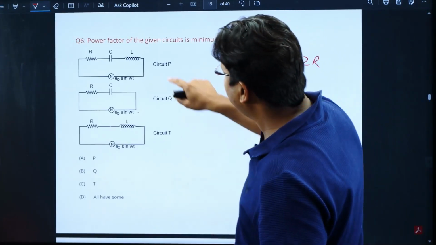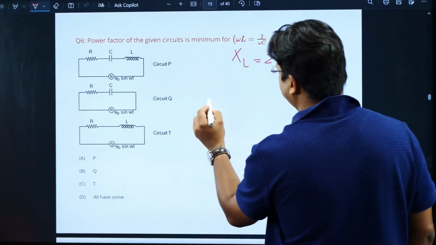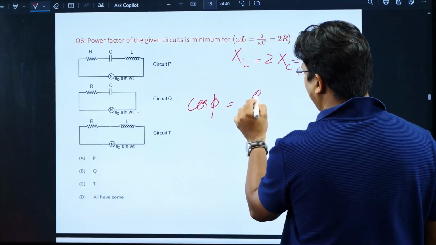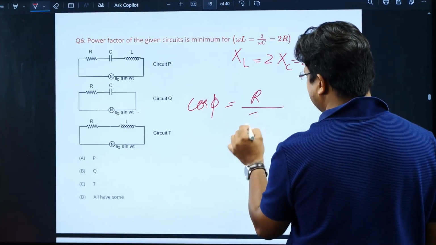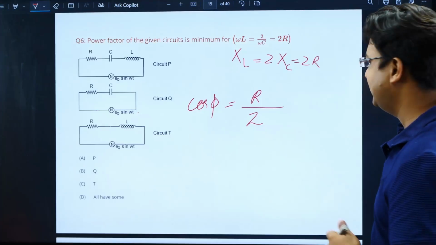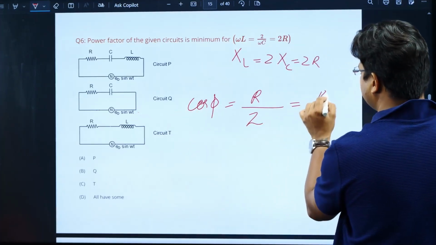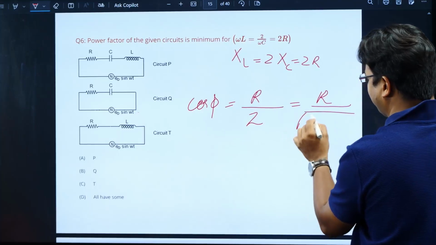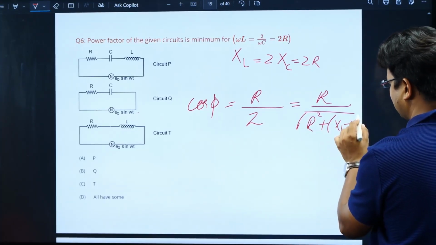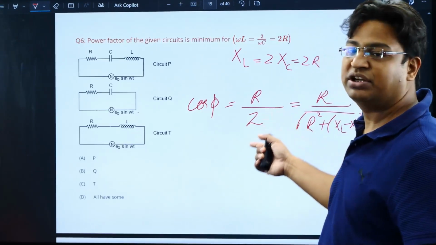Now in the first case, what will be the power factor? How do we write power factor? Power factor cos phi is R divided by Z. And how do we write Z in a series LCR circuit? That will be written as root of R square plus (XL minus XC) square. So while calculating the power factor of any circuit, we'll convert everything in terms of R.